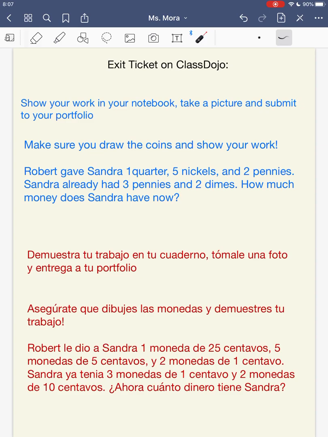So tu exit ticket dice que asegúrate que dibujes las monedas y demuestres tu trabajo. Okay? So Robert le dio a Sandra una moneda de 25 centavos, 5 monedas de 5 centavos y 2 monedas de 1 centavo. Sandra ya tenía 3 monedas de 1 centavo y 2 monedas de 10 centavos. Ahora, ¿cuánto dinero tiene Sandra? Ok, so vas a dibujar tus monedas, demuestra tu trabajo y le tomas una foto y lo entregas en Class Dojo.